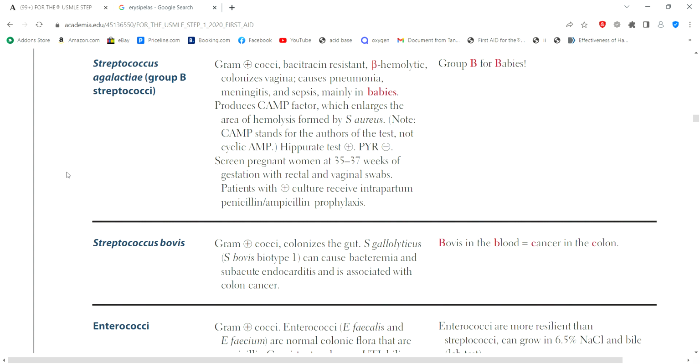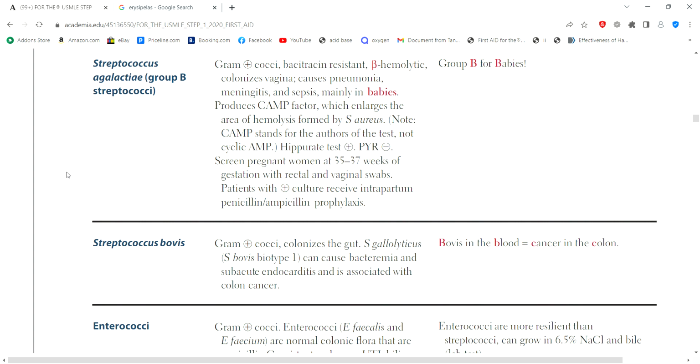It is a bacteria that colonizes the vagina. It causes pneumonia, meningitis, and sepsis, mainly in babies. It produces CAMP factor. Now, this is not cyclic AMP. This is like the name of the man or woman who found this test. So just have to know that group B strep produces CAMP factor, which enlarges the area of hemolysis formed by Staphylococcus aureus.